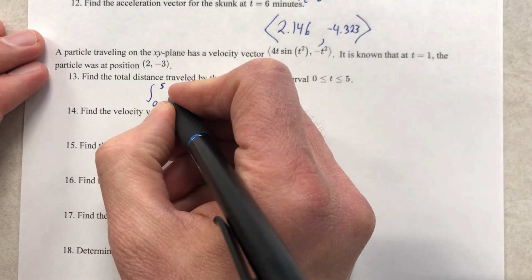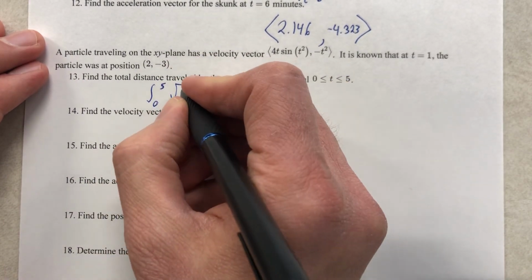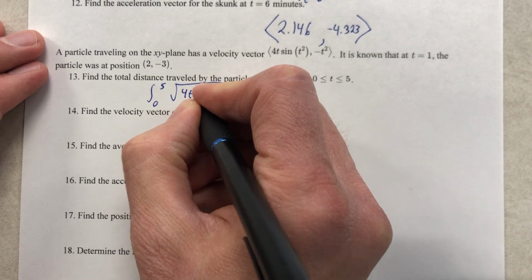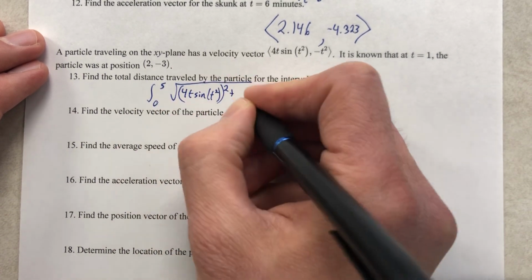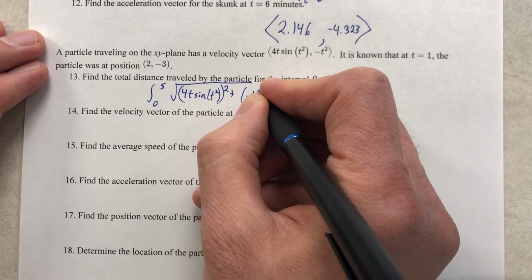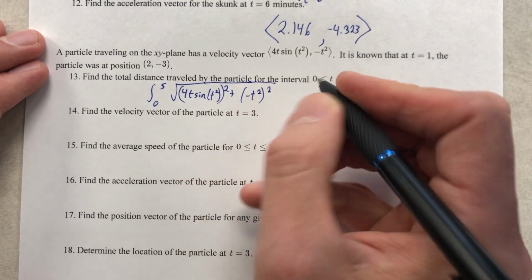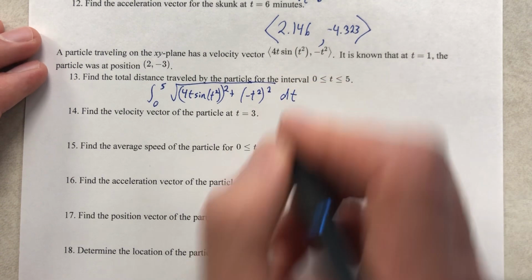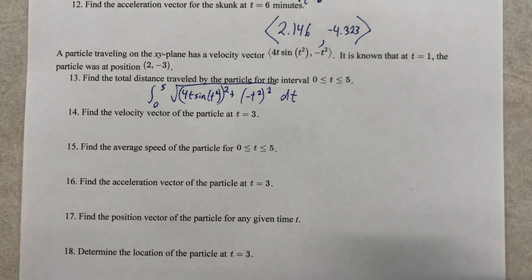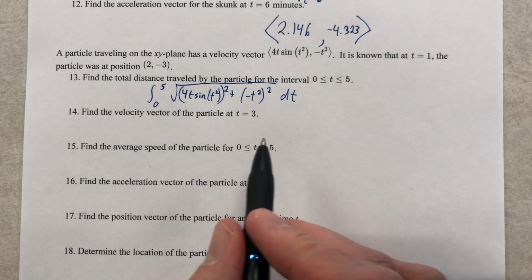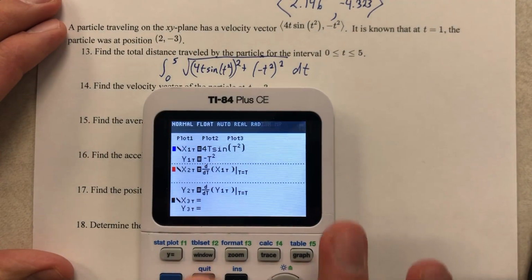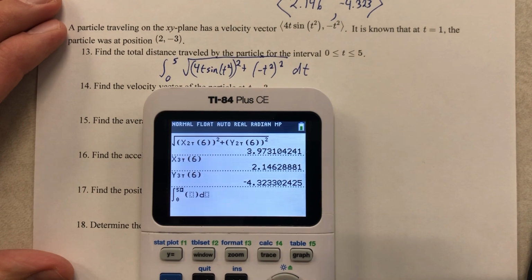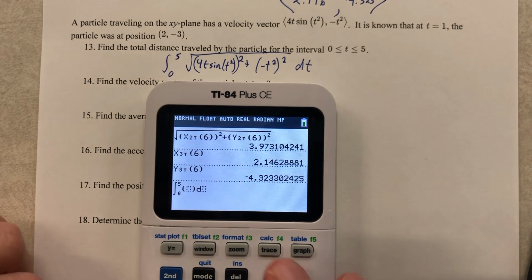So square root of what they gave you. So 4t sine t squared, all squared, plus negative t squared, squared. That would be positive t to the fourth in case you really want to simplify that, and I'd love to, but I'm not. And I want to know the total distance traveled. That is the correct formula. Let's plug this thing in, get this thing done. Math 9, 0 to 5.